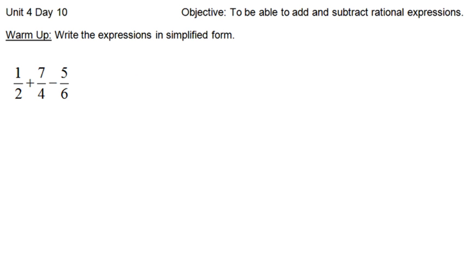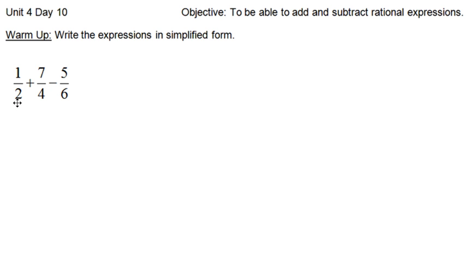So again, we want to write the expression in simplified form. 1/2 plus 7/4 minus 5/6. Like we did before, we want to think about what elements are in our denominator. So we have a 2 that comes from 1 times 2, a 4 that can come from 2 times 2, or 1 times 4, a 6 that comes from 2 times 3, and seeing if there's anything in common that we could have.